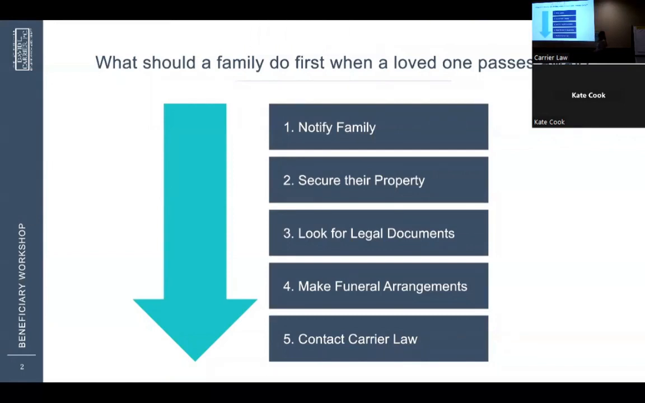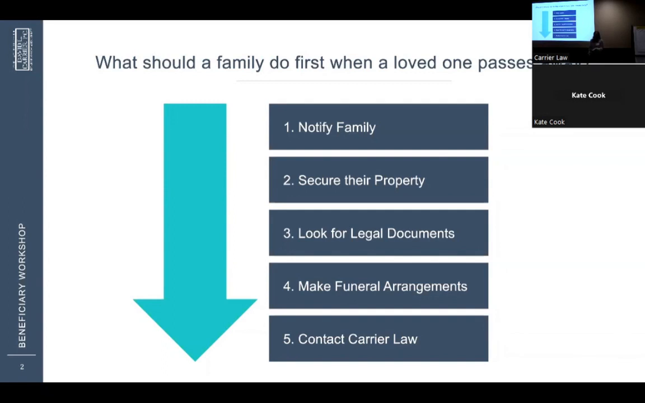All right, so the first thing I wanted to go over is just some of the first steps that you should take when a loved one has passed away. The very first thing that you or the trustee is responsible for doing is notifying the rest of the family members. The second step would be to secure the property of the decedent. So that includes getting access to their home if they were still living at home, and getting an idea of what sorts of assets that they have at the time of their death.